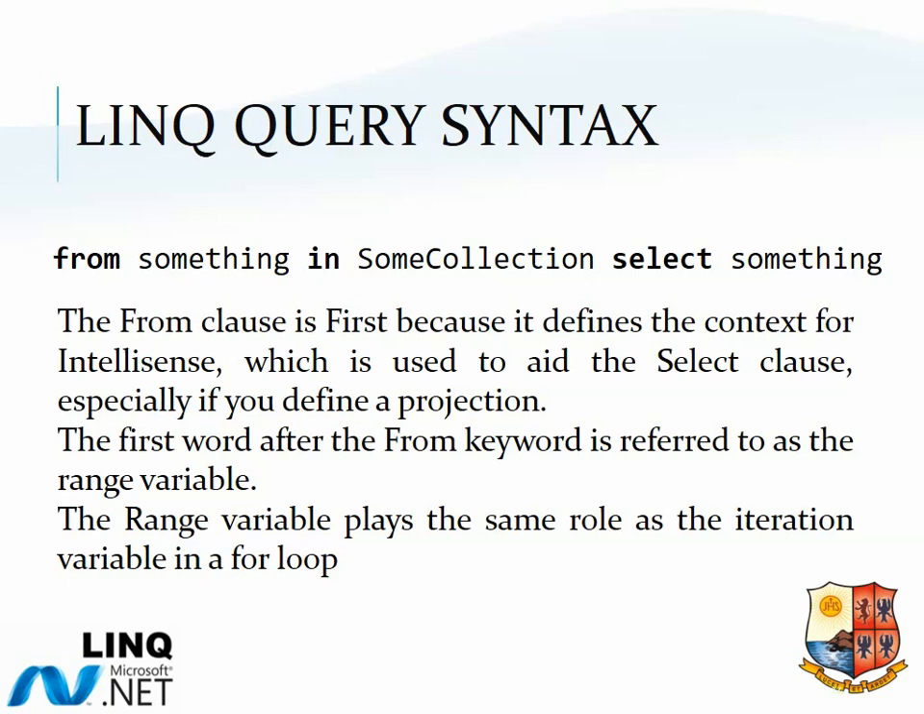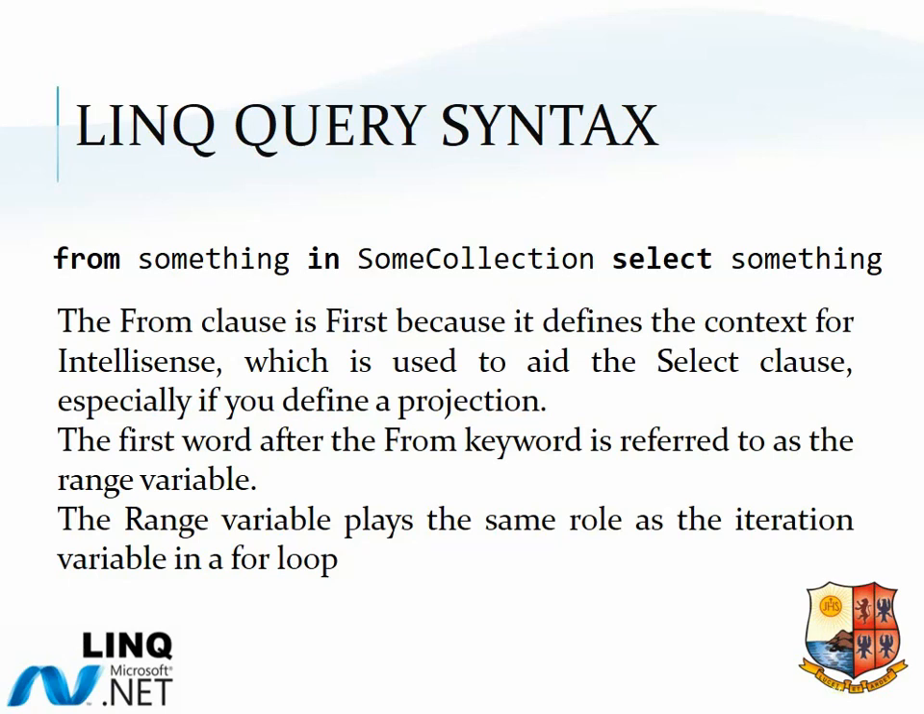Okay, what is the first word after from? Something I've written, right? That is a range variable. That can be whatever name we give. It need not be initialized before. Okay, I'll show an example, but remember this: the range variable plays the same role as an iteration variable in a for loop.